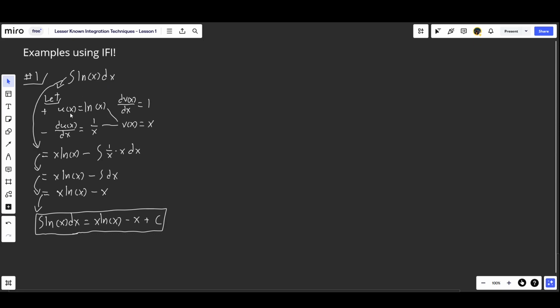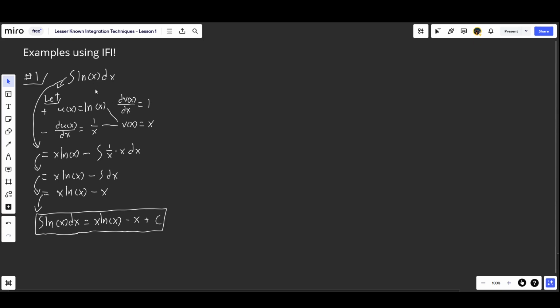If we let u of x be equal to the natural log of x inside the integral, and the derivative of v of x with respect to x equal to the 1 inside the integral, then differentiating u of x with respect to x, we receive 1 over x because the derivative of natural log of x is 1 over x, and integrating this with respect to x, we receive that v of x is equal to x, excluding the constant of integration.